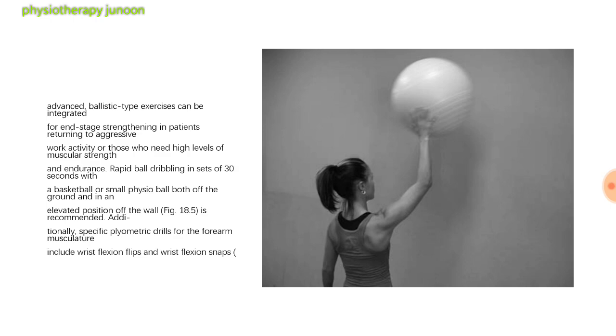Advanced ballistic-type exercises can be integrated for end-stage strengthening in patients returning to aggressive work activity or those who need a high level of muscular strength and endurance. Rapid ball dribbling in sets of 30 seconds with a basketball or small physio ball, both off the ground and in an elevated position against the wall, is recommended. Additionally, specific plyometric drills for the forearm musculature include wrist flexion flips and wrist flexion snaps.